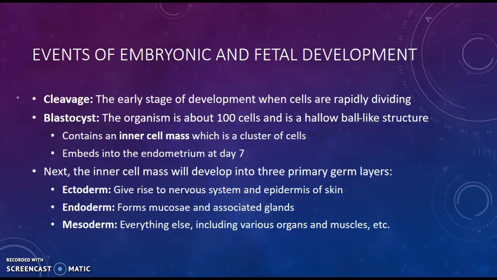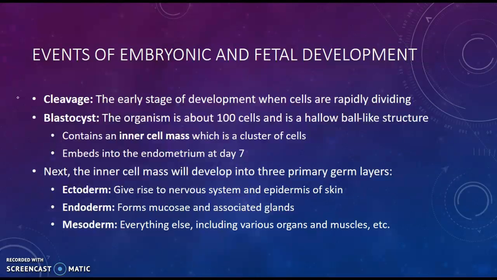And then we have our early stages of development. So cleavage is when the cells are starting to rapidly divide. And if you remember, the egg has many copies of organelles so that this cleavage can happen really quickly. Once the organism reaches about 100 cells, it's called a blastocyst. And we really are just a ball at this point. And we have an inner cell mass, which is just a cluster of cells. And this is the point where it's going to embed itself into your endometrium.